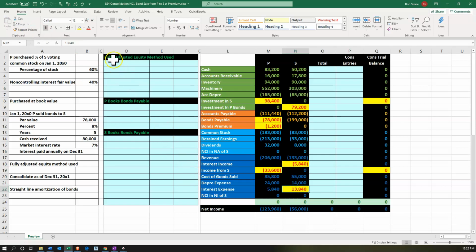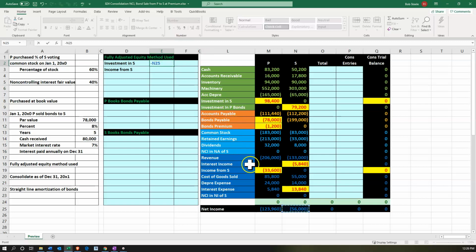Okay, a normal equity method transaction would be that the investment account is going up, and we have the income from S for the allocation of the net income. The net income would typically be that net income down here for S, and I'm trying to reconstruct basically this account here times the 60%.